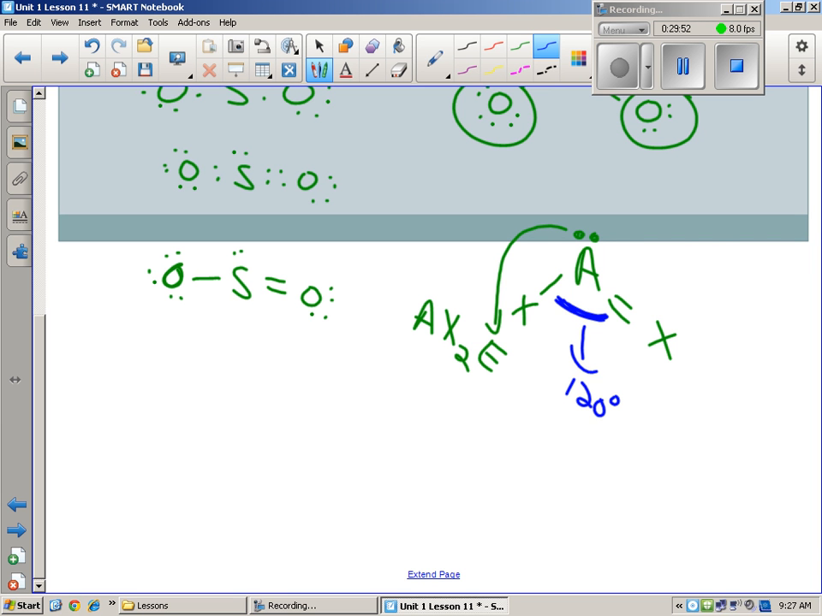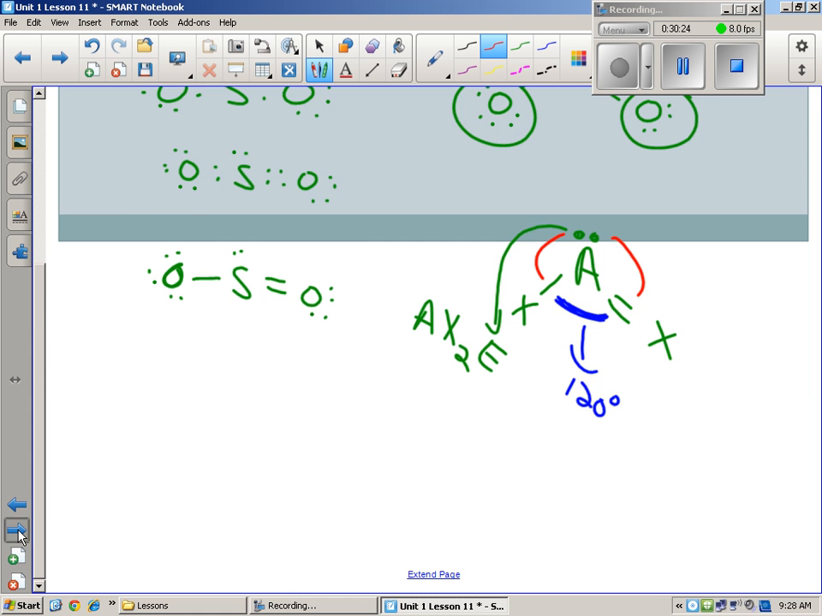Okay. This is not a bond angle because it's not between two bonds, and neither is this, of course. So in this particular one, we only have one bond angle that we can look at. It's 120. So trigonal planar, generally speaking, any type of AX3 has a bond angle of 120, roughly.